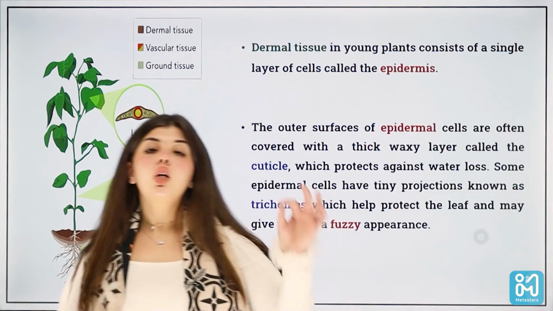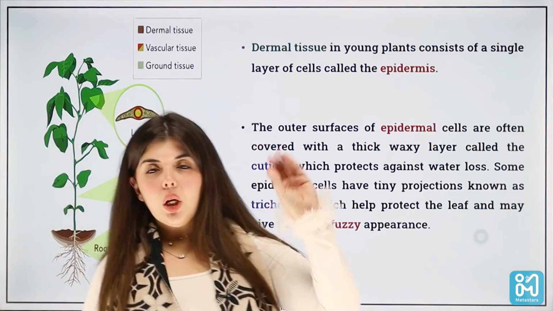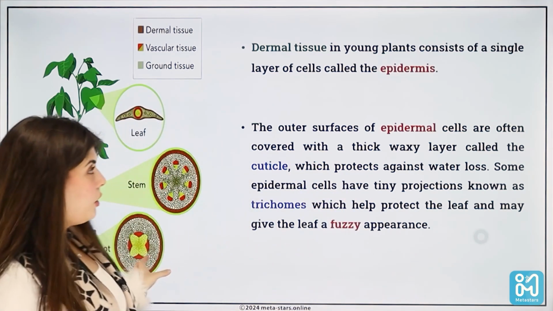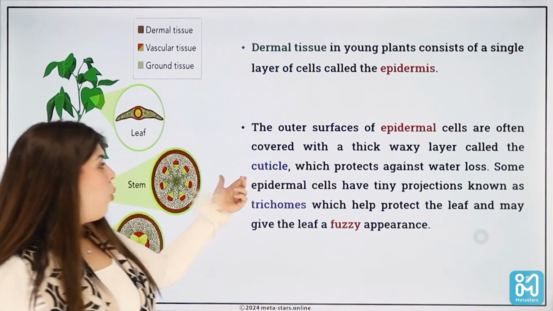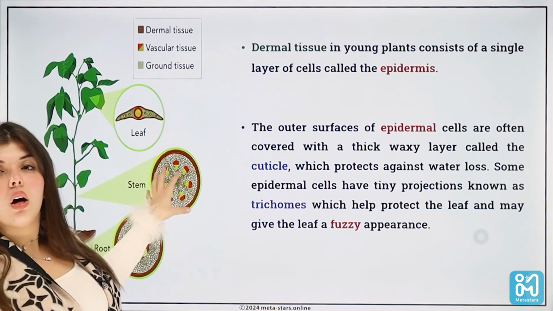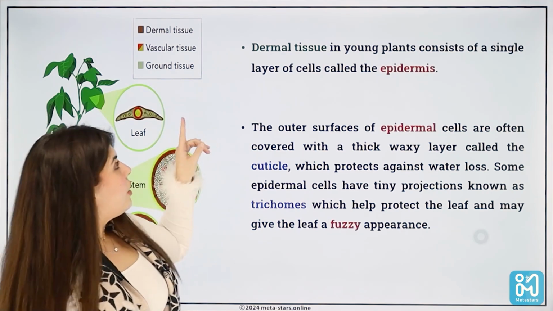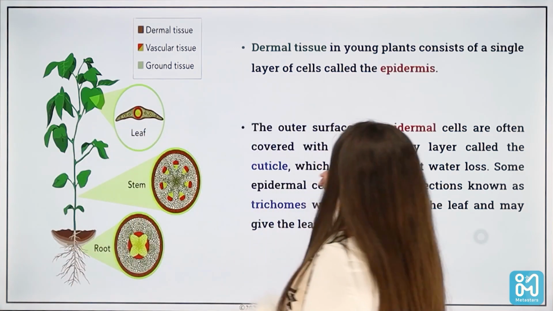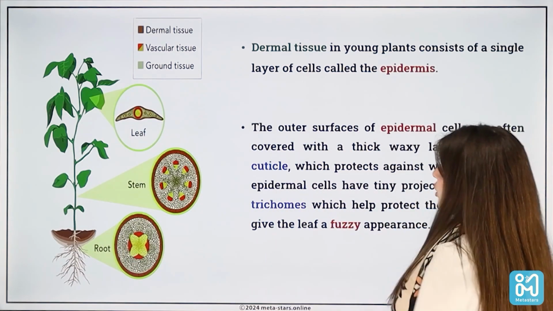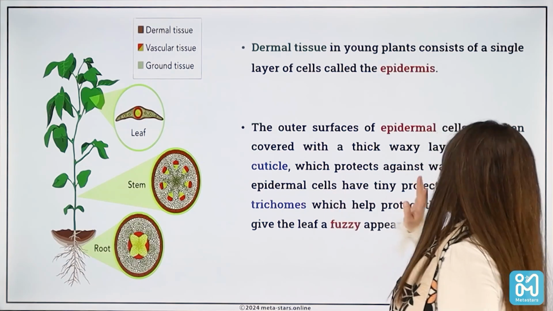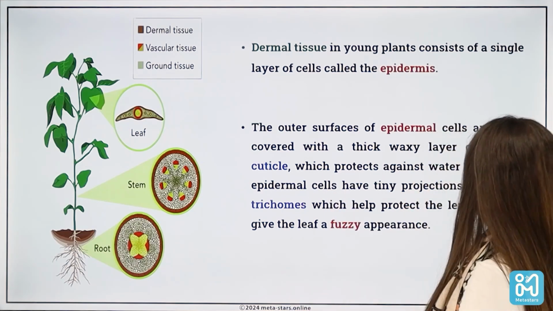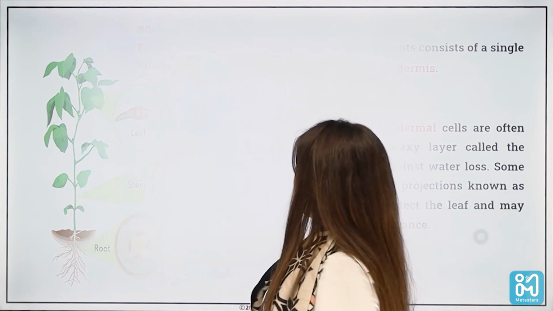So you should focus on the 3 layers of the plant tissue, and we should focus on the dermal tissue that has a cuticle and trichomes. What is the function of a cuticle and what is the function of trichomes? The cuticle prevents water loss, and trichomes help protect the leaf and may give the leaf a fuzzy appearance.